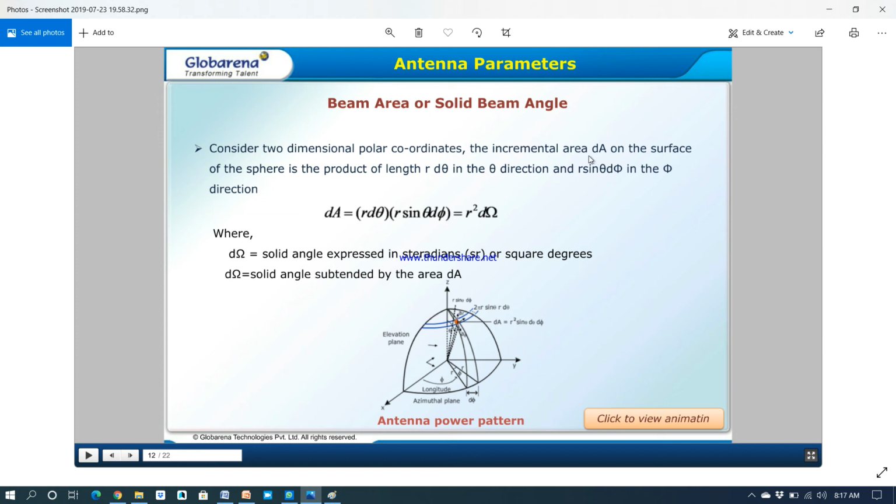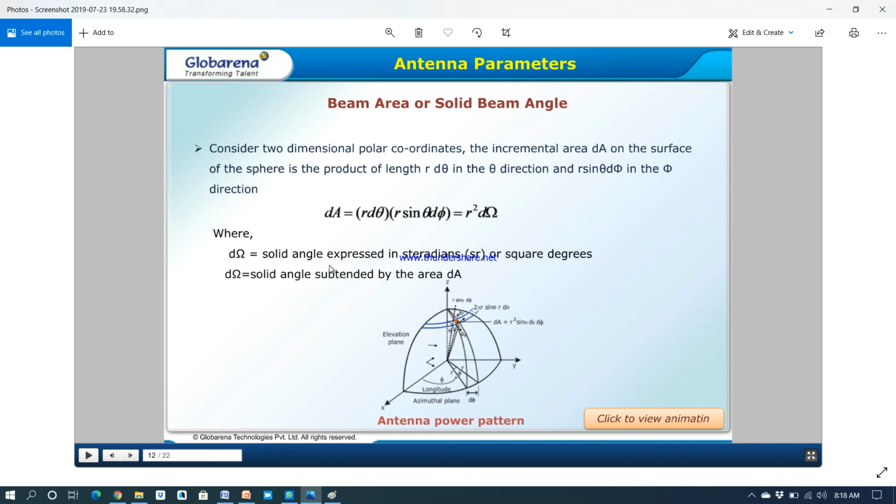If you want to find out the area dA, it is the product of the length r d theta in theta direction and r sin theta d phi in phi direction. So d omega is what we call a solid angle expressed in steradians. dA equals r d theta into r sin theta d phi, which is r square d omega. d omega means solid angle expressed in steradians.